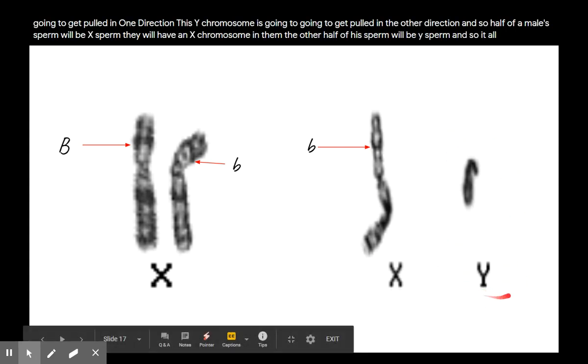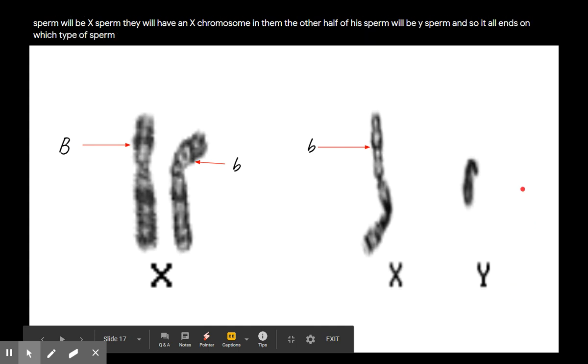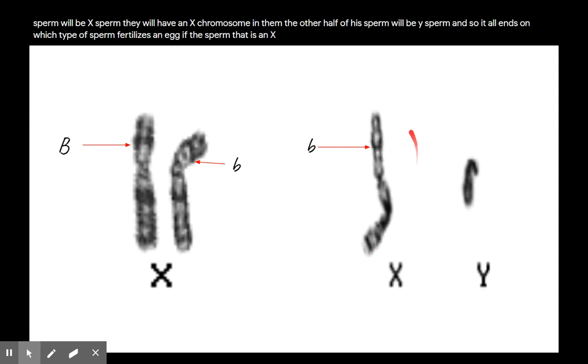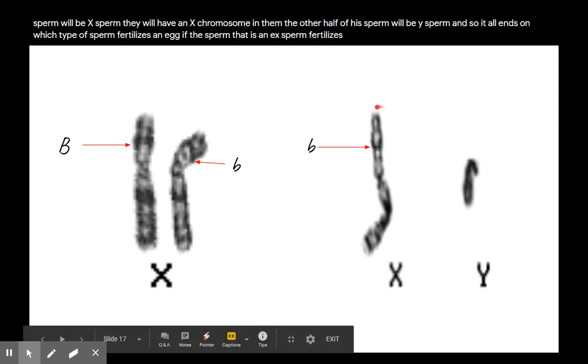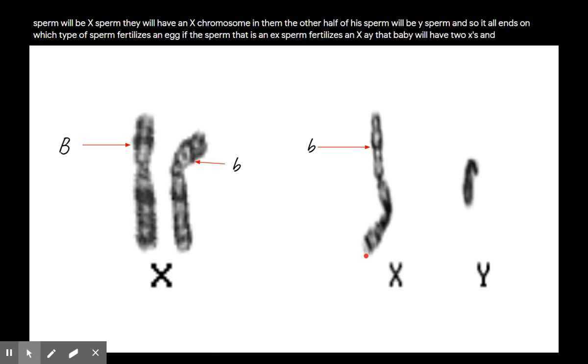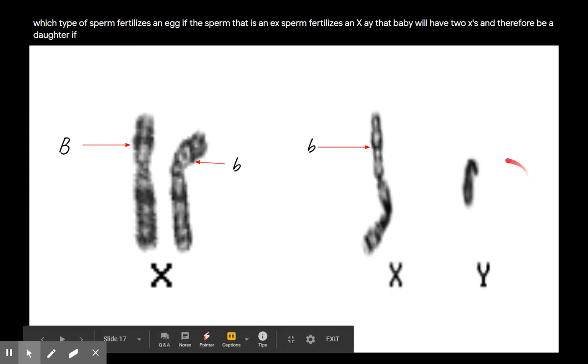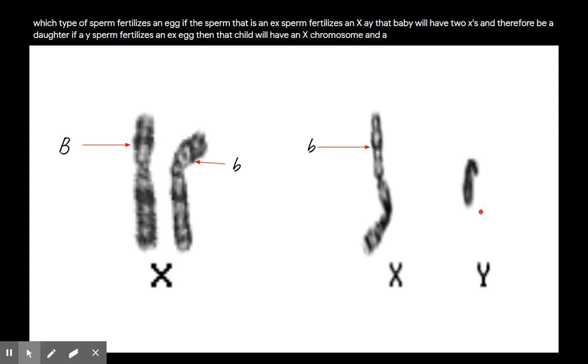And so it all depends on which type of sperm fertilizes an egg. If the sperm that is an X sperm fertilizes an X egg, that baby will have two X's and therefore be a daughter. If a Y sperm fertilizes an X egg, then that child will have an X chromosome and a Y chromosome and therefore be a son.